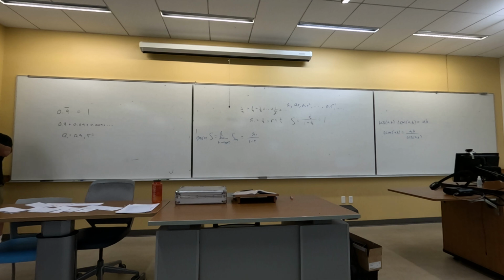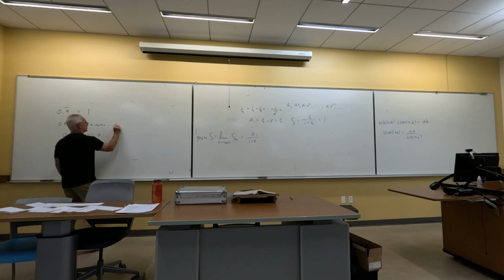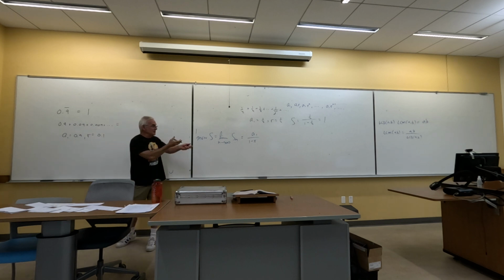I'm moving my decimal one place each time. So what's my constant ratio? 0.1. Yeah, you can say 1/10, just leave it at 0.1. So this is absolutely equal. Because it's a geometric series, I don't have to ever prove the geometric series again.